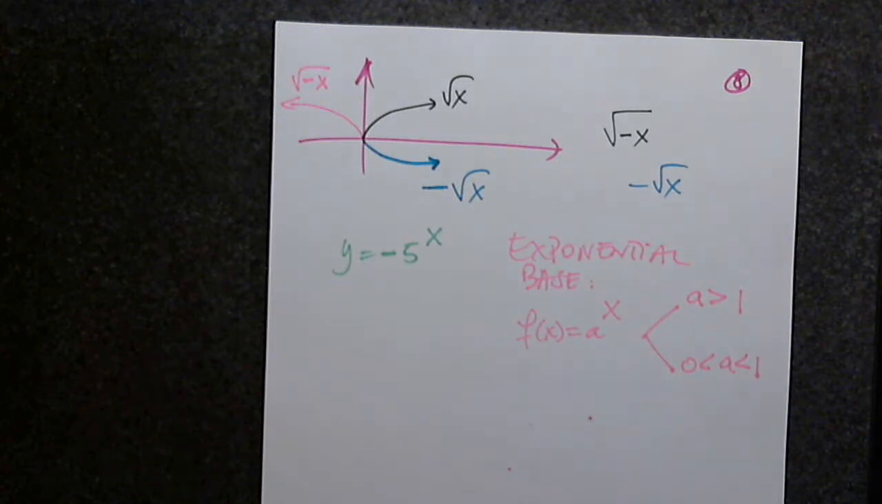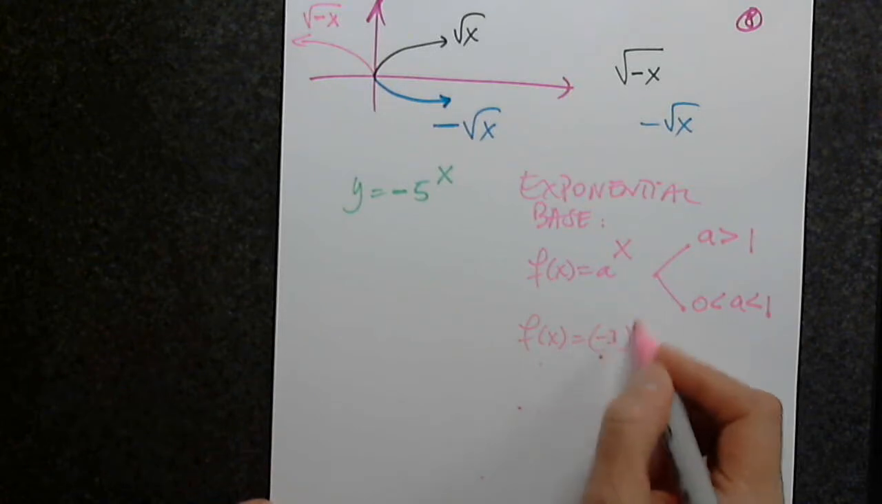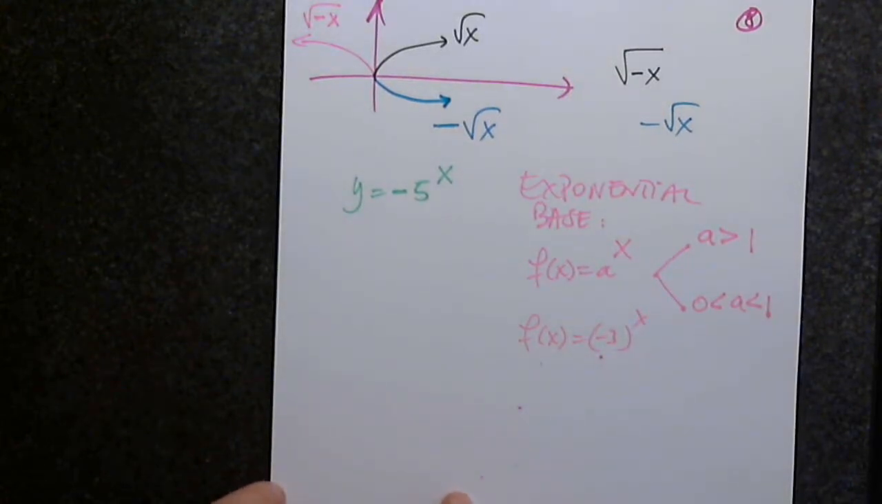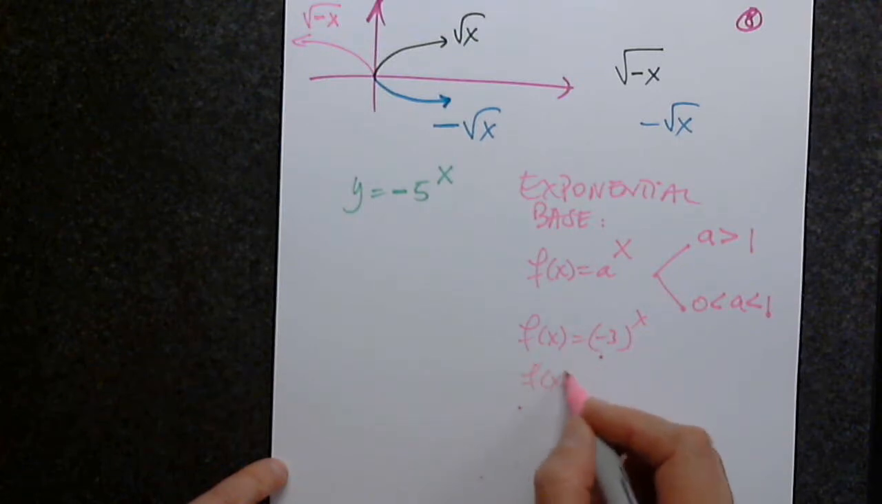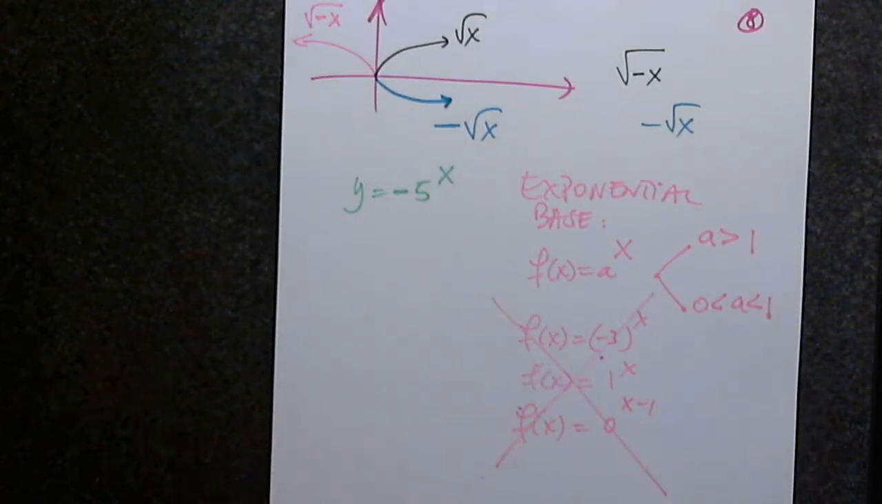Actually, the question is why. I can take -3 and raise it to the 2nd power, to the 4th power, to the -3 power. How come we don't allow 0, 1, or negative numbers in exponential functions? You will never encounter f of x equals -3 to the x. This is not an exponential function. You will never encounter f of x equals 1 to the x. That's not an exponential function. And you will not encounter 0 to the x. These are not exponential functions. The question is why are these excluded?